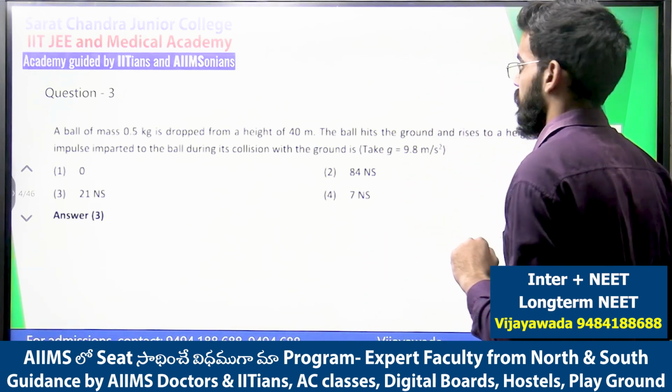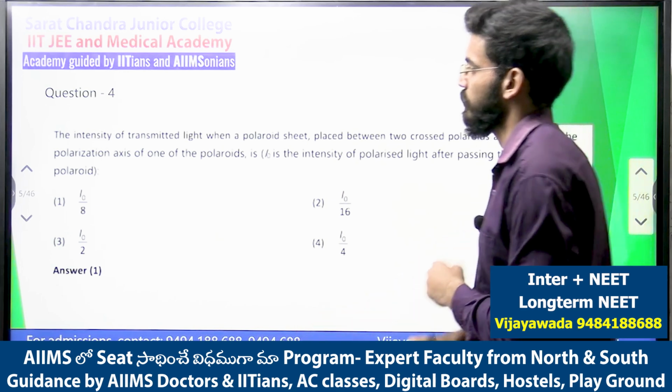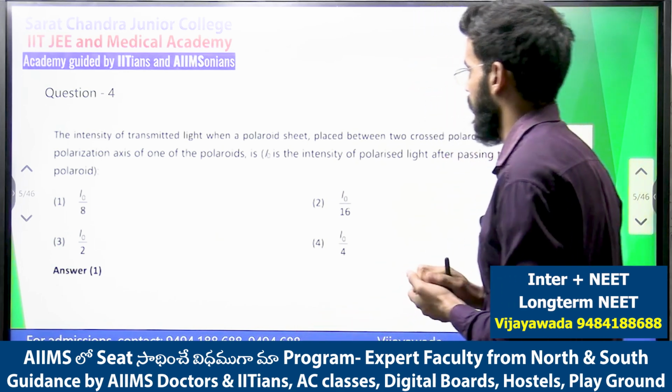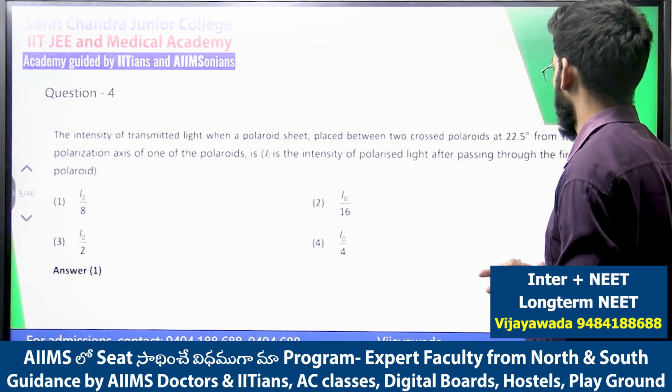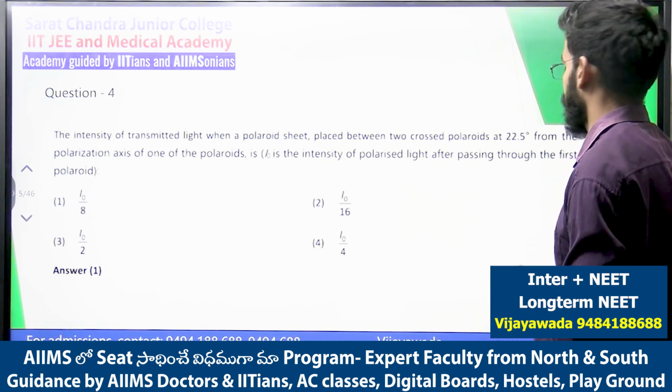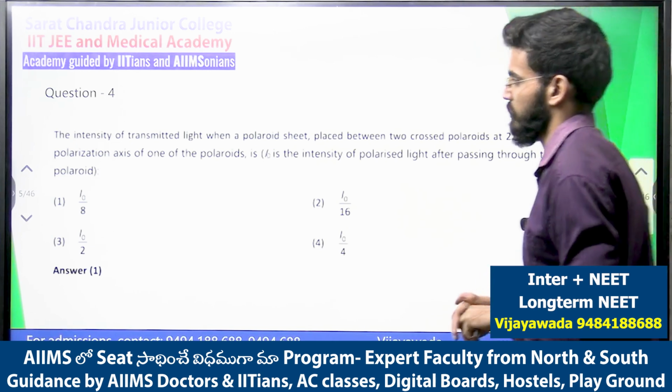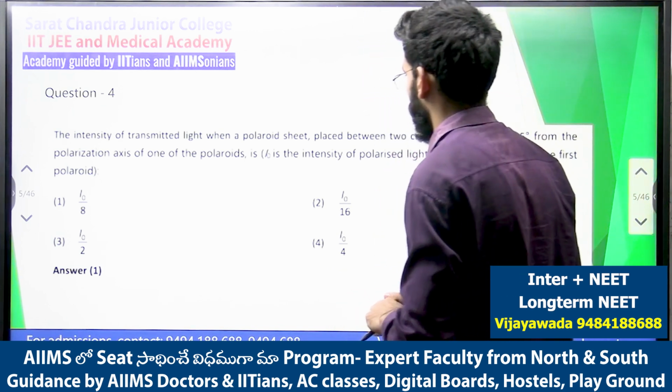Okay, fifth option. See, fourth question. The intensity of transmitted light when a polarized sheet is placed between two crossed polaroids at 22.5 degrees from the polarization axis of one of the polaroids is?